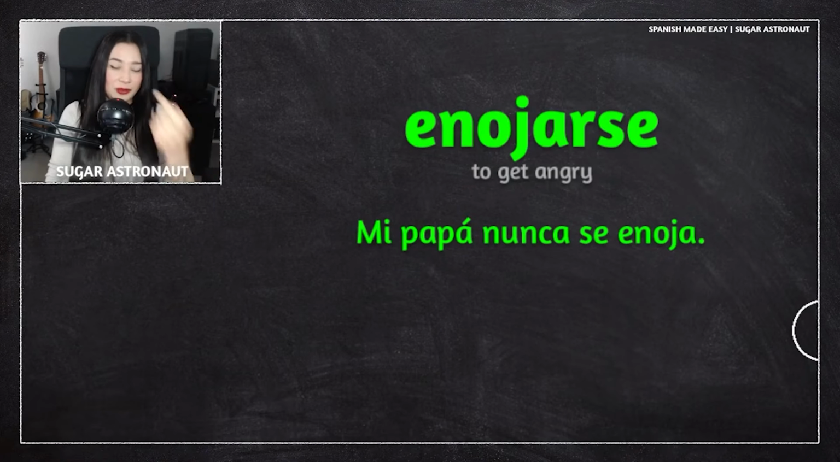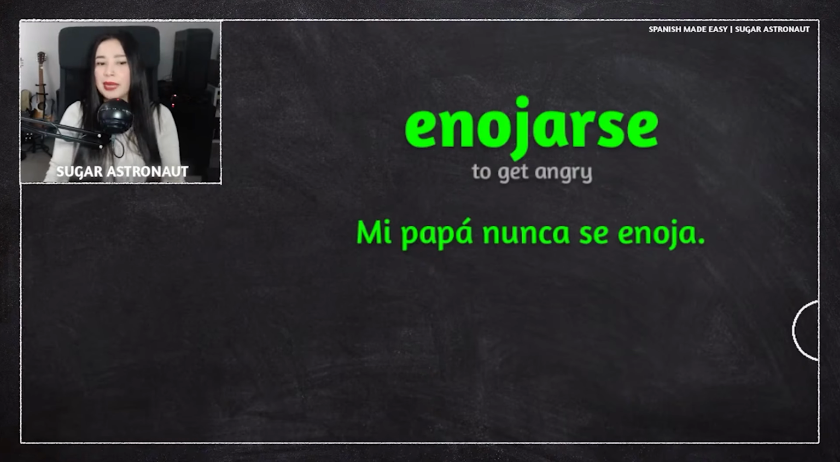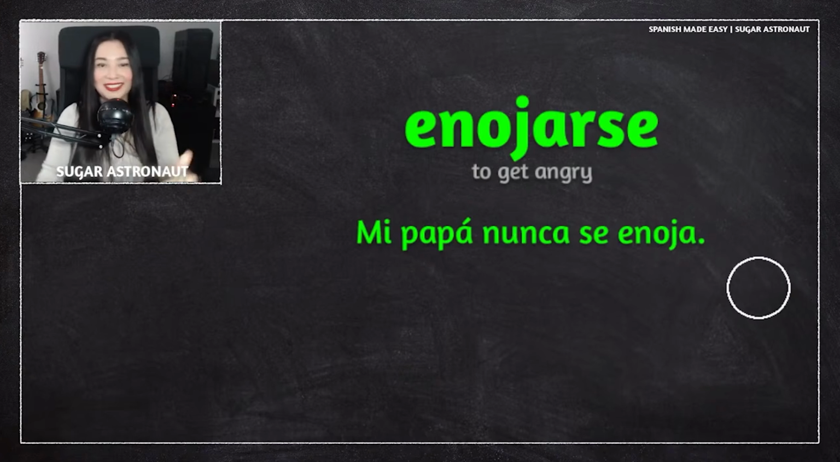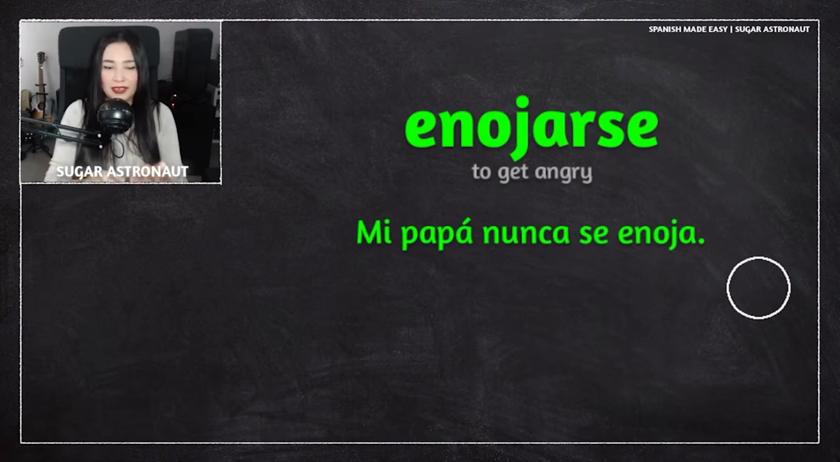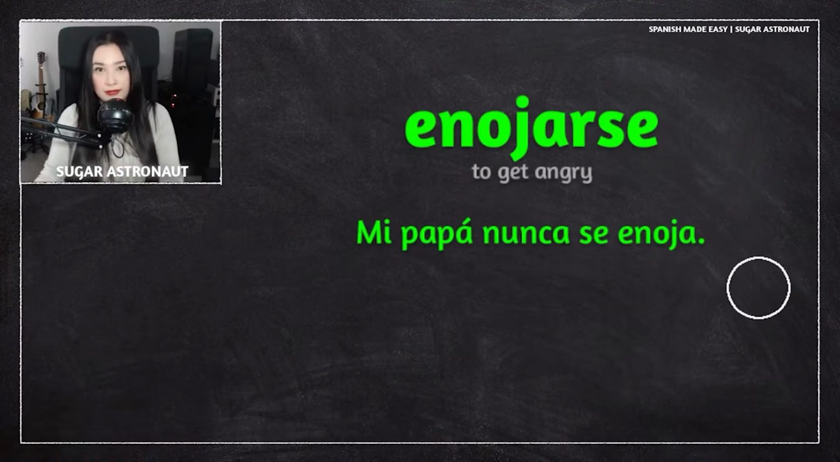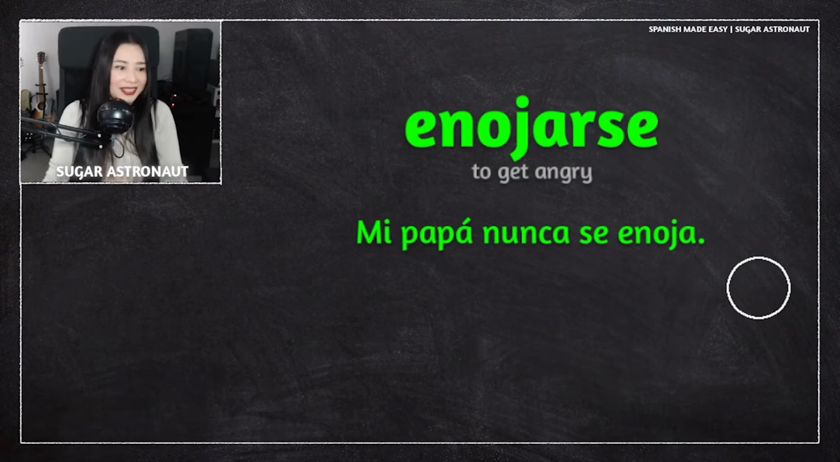It's good to see the words when you're learning Spanish, and it's good to listen as well. And obviously, you need to pronounce and speak the language. When I pronounce Spanish words, I usually slow down. I don't say it too fast. But the normal speed will be mi papá nunca se enoja. So it sounds like one word.